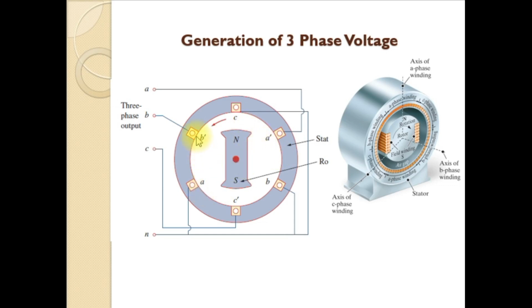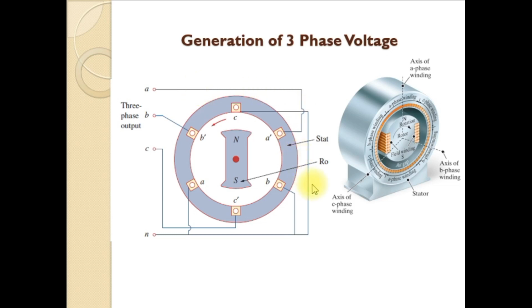That means the voltage generated on the coil B will be displaced by 120 degrees from that of A, and the voltage generated on C will be displaced by 120 degrees from the voltage generated on B, and the same voltage on C will be displaced by 240 degrees from the voltage generated on A. Each of these coils can be considered as a single-phase generator, and the variation of the voltage induced on each coil will be sinusoidal.